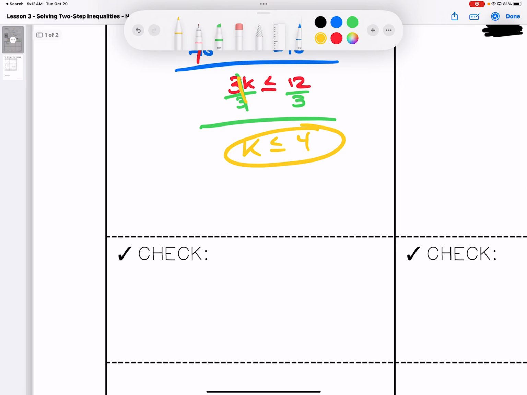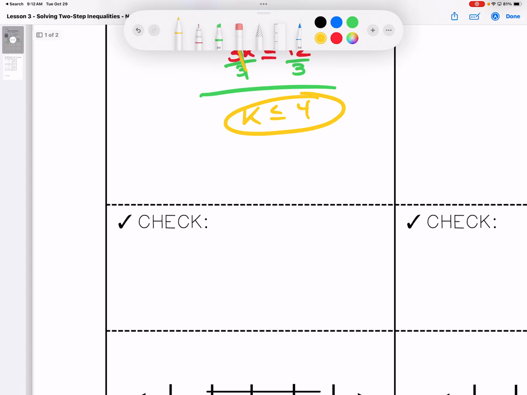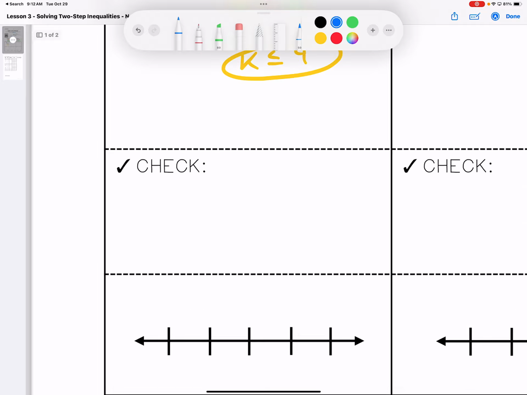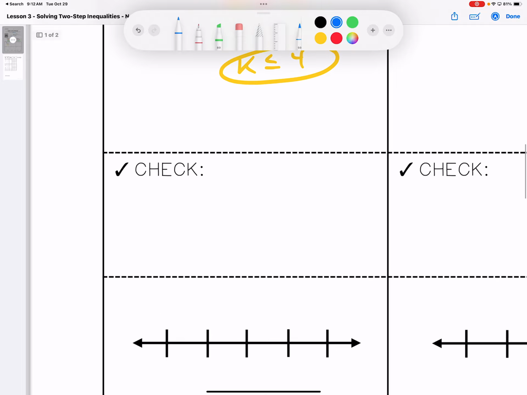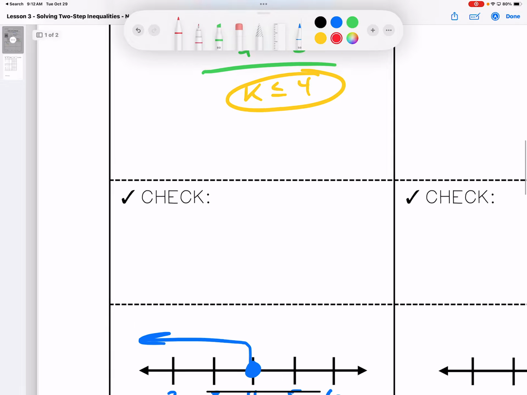How do I check that? I can plug a number in less than 4. Let's do the graph first, and then we'll talk about that. So it is a closed dot on 4, so I'm going to go ahead and make my graph. Closed dot. And it is all numbers less than, so it's going to go to the left. So then I'm going to pick a number to the left. I'm going to pick 3 and go plug it in.